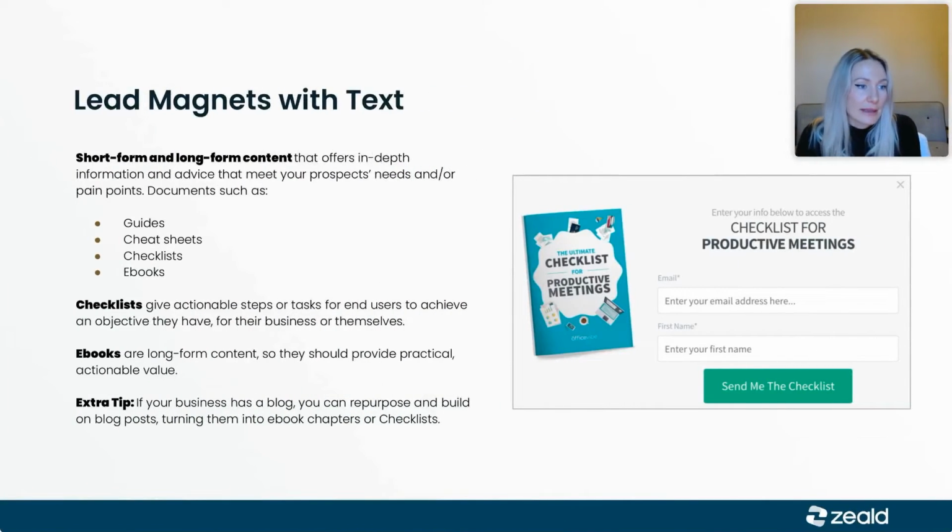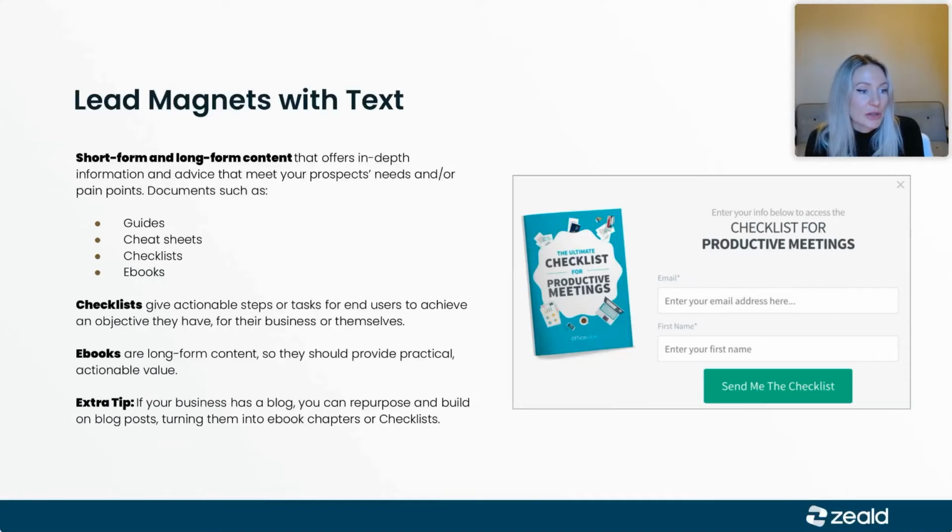Now let's have a look at some lead magnets with text. Again, we've included an example here. So this here is the ultimate checklist for productive meetings that people can download, again, in exchange for their contact details. And as you can see here, they've opted for just the email address and the first name.